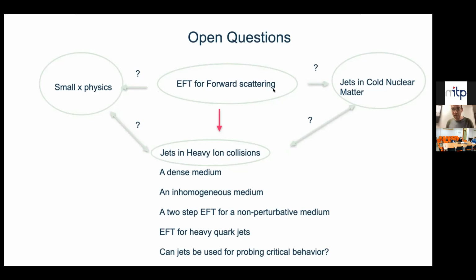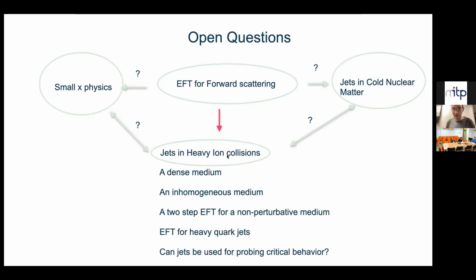What is also interesting is that this is also directly connected to the physics of jets in cold nuclear matter, because that again involves forward scattering of jets, except in the cold nuclear matter. So the medium properties are going to change, but the jet is basically going to undergo forward scattering again. So pretty much the same formalism would apply, I would imagine. So that would be some interesting connection to explore.